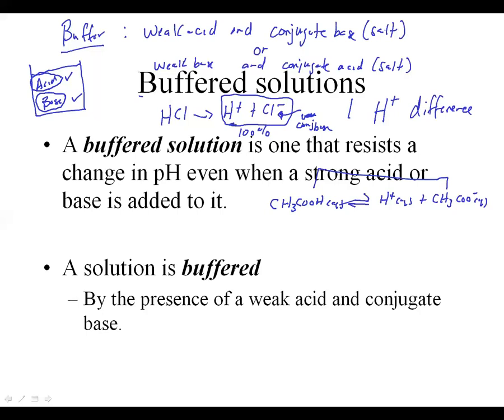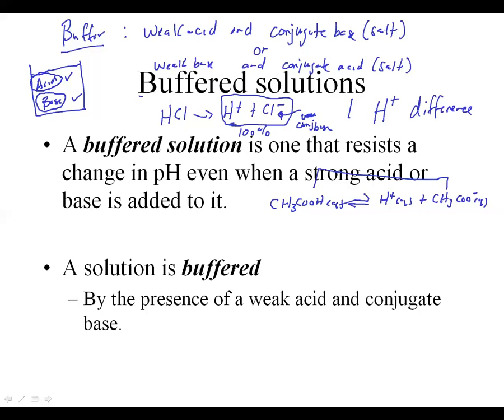The deal is, for example, let's say you made a buffer at a pH of 4. And if you added some base to it, it would still maintain a pH of 4. It would probably go up a little bit. So maybe it goes from 4 to 4.1, 4.0 something. You know, it stays around that 4. It will not go from a pH of 4 to a pH of 12 when you add that base to it, because it is able to resist the change.